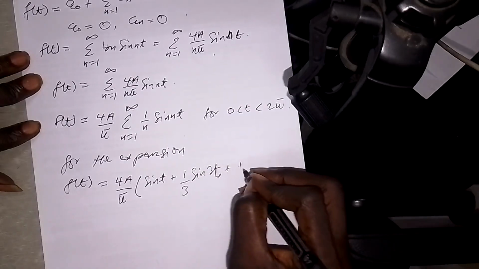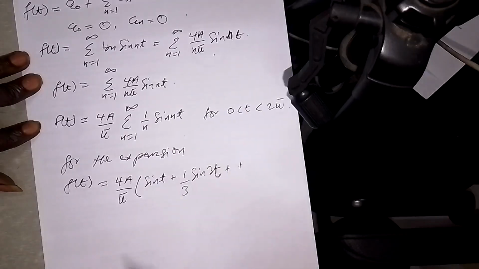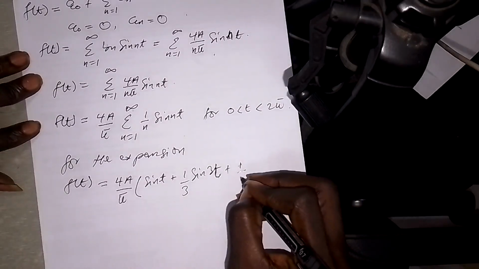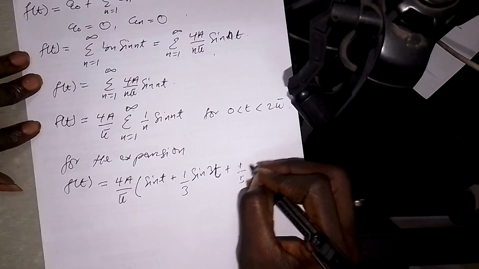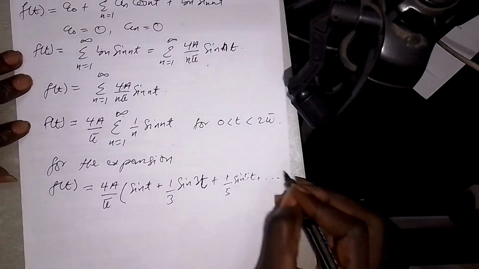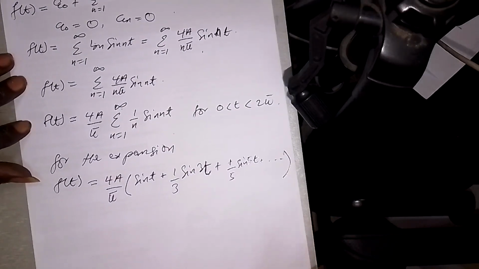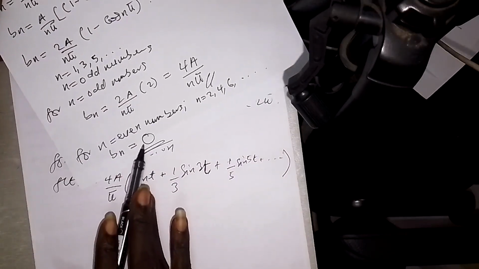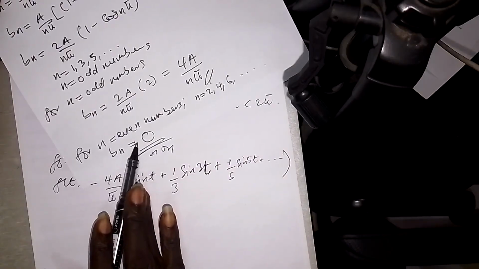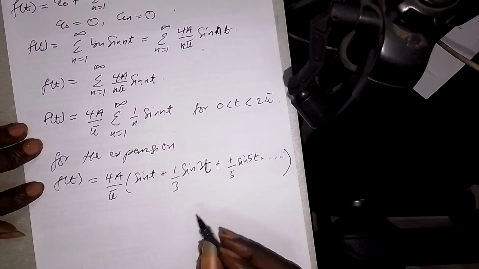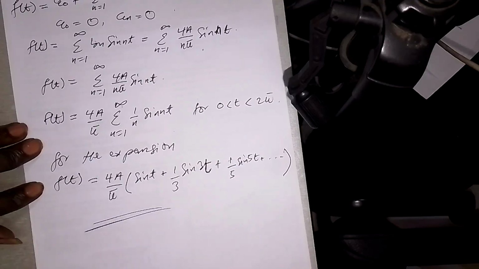if I put in 5, because it was defined only for odd numbers, since for the even numbers you got 0, that's why I'm doing it only for odd numbers. So 1 over 5 sin 5t, and then plus, and it goes on and on up to infinity. I'm not doing it for the even numbers, because you realize that here we got the value only for odd numbers. It was 0 for even numbers. So basically this is how you can solve this question. Thank you so much, and see you in the next class.